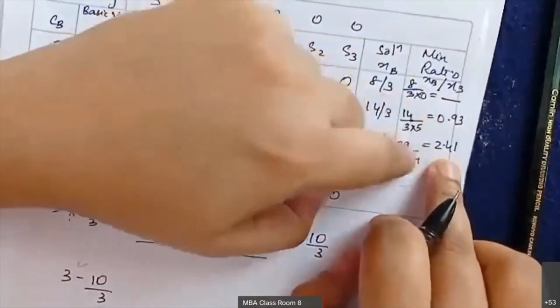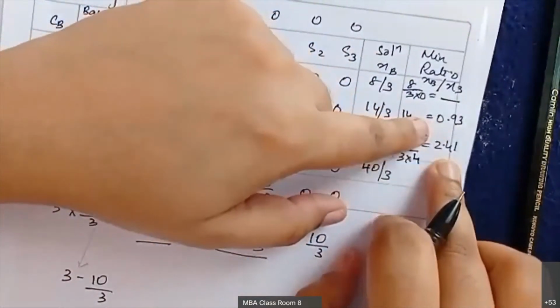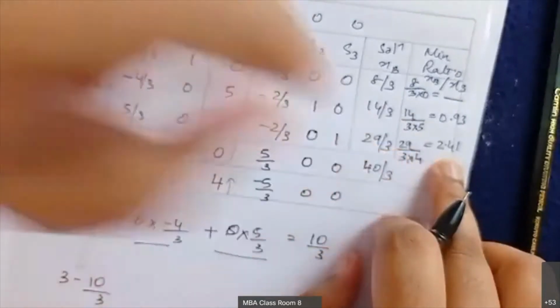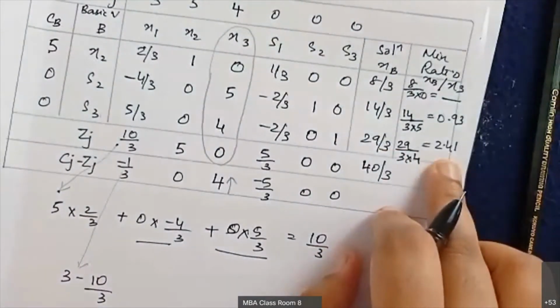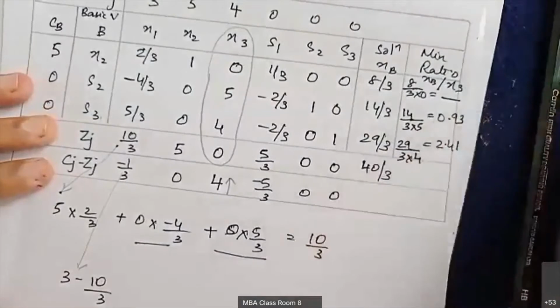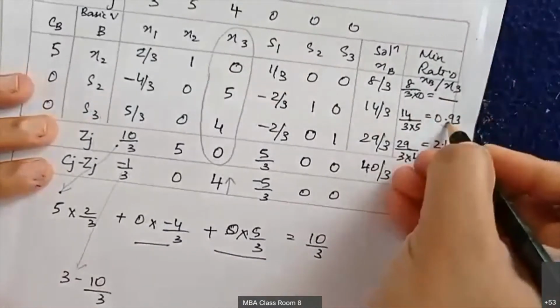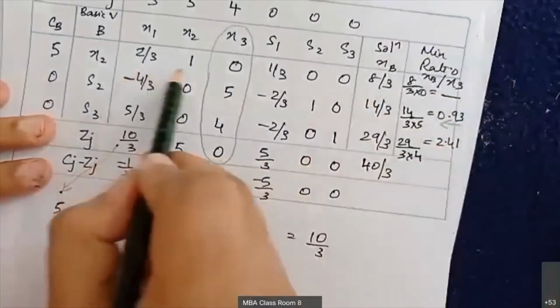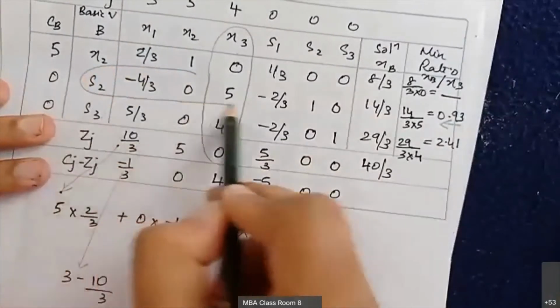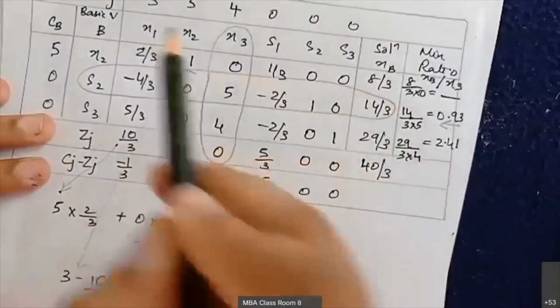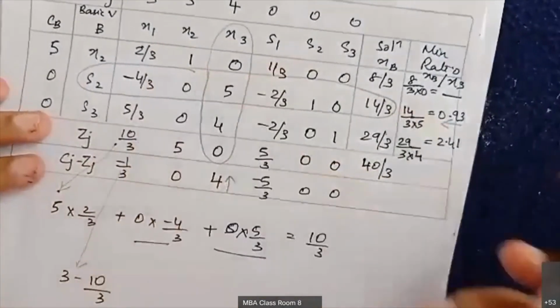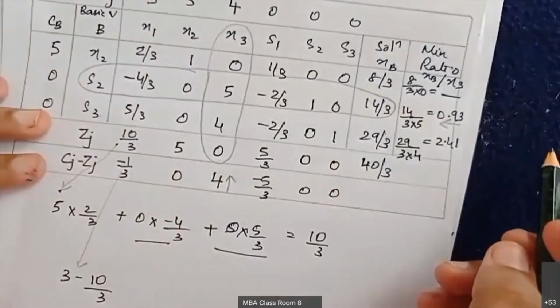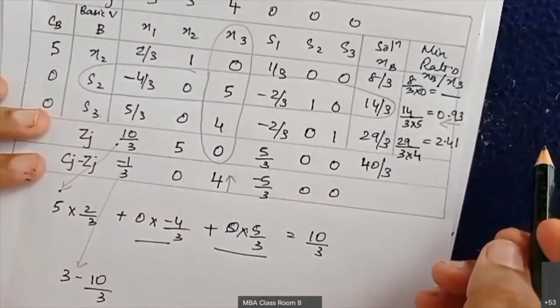Which is the least positive number in this, 0.93 or 2.41? Least positive number is 0.93. So S2 is going to be the outgoing vector. Here, the incoming vector. Which is our key element here?